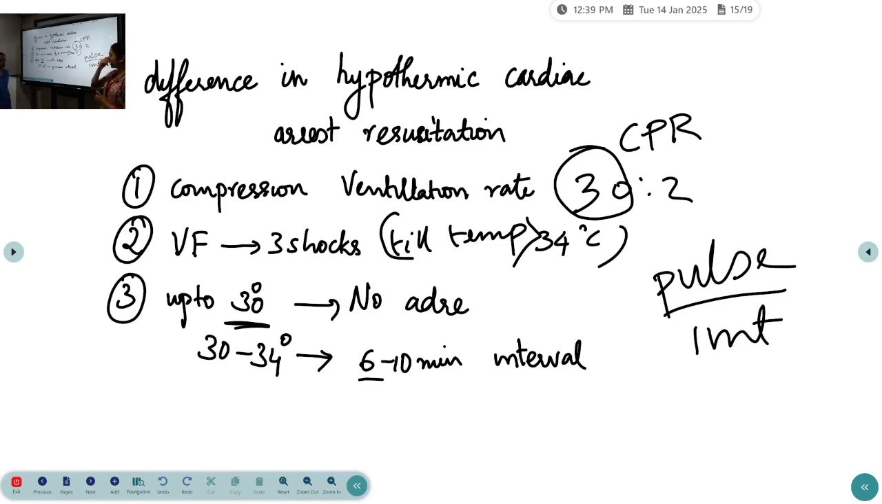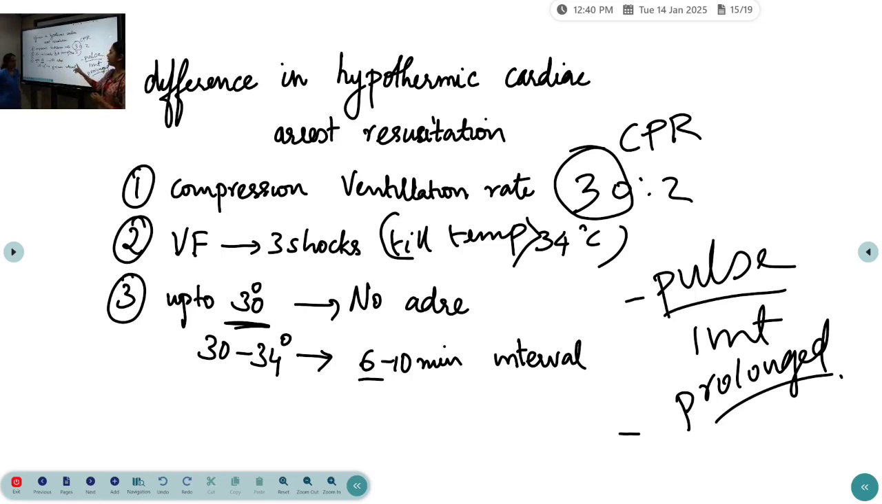Then anything else? Another thing is that core body temperature should be measured, and prolonged CPR is required because we cannot declare death until we treat the hypothermia. Pulse should be checked for this much time, a maximum of 3 shocks till the temperature improves, and adrenaline also we should consider.